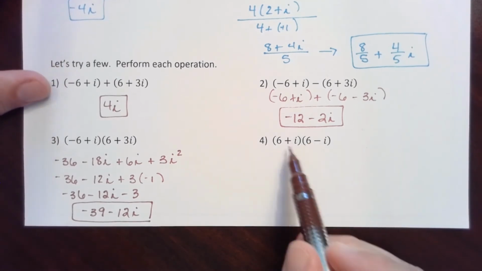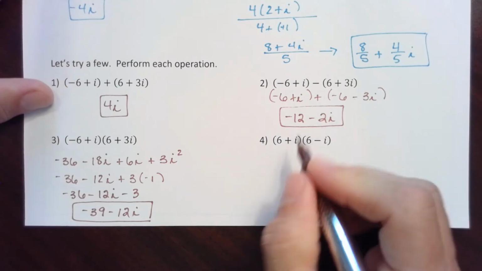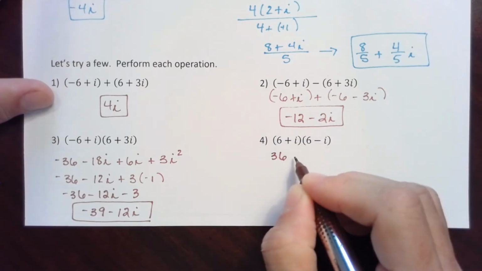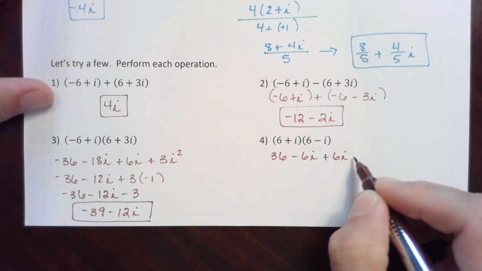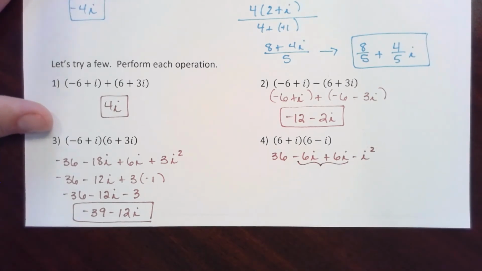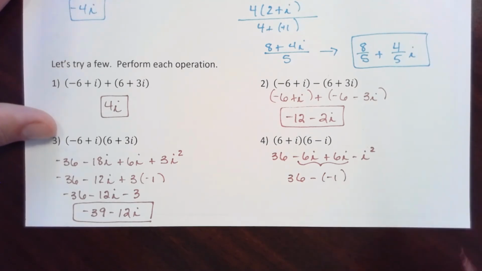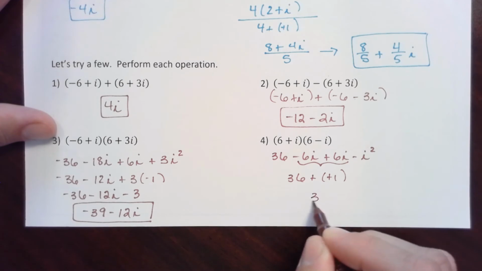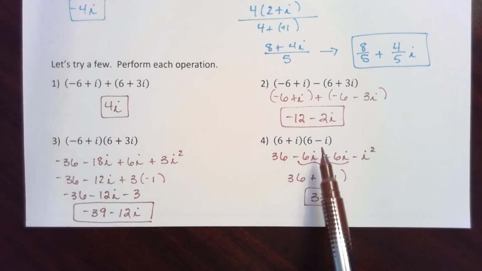Number 4, these are conjugates. 6 plus i and 6 minus i. So something really cool is going to happen. 6 times 6 is 36. 6 times negative i is negative 6i. i times 6 is 6i. And i times negative i is negative i squared. When you combine your like terms, they cancel each other out. Negative 6i plus 6i is 0. So we have 36 minus i squared, and i squared is negative 1. 36 plus 1 is 37. So when you multiply complex conjugates, you get a real number.